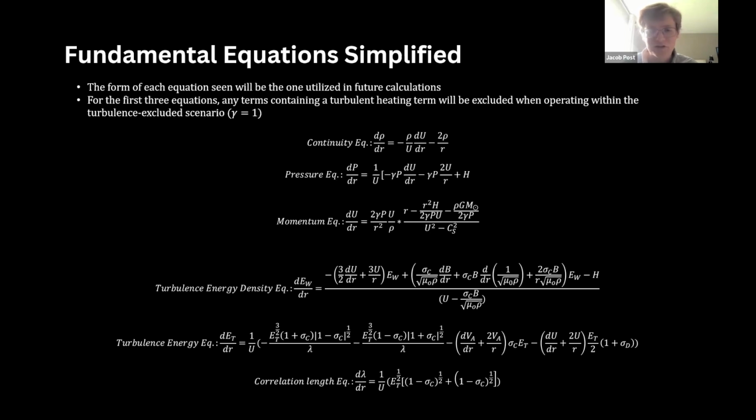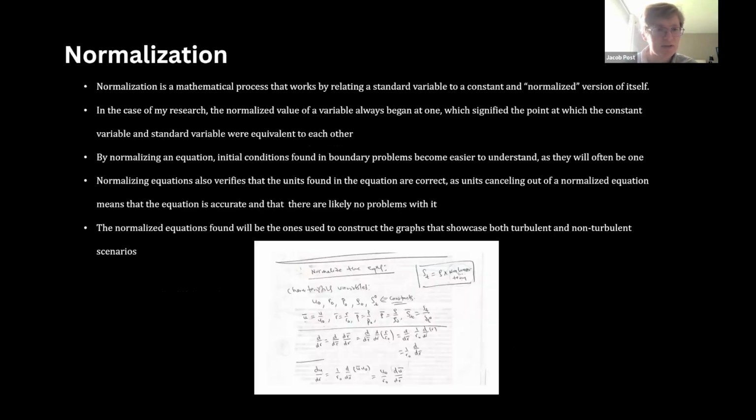All right, now that we have our simplified equations, our next step is to normalize them. Normalization is a mathematical process that works by relating a standard variable to a constant and normalized version of itself. What this basically allows for is a check for the equations that I have listed out in the previous slide.